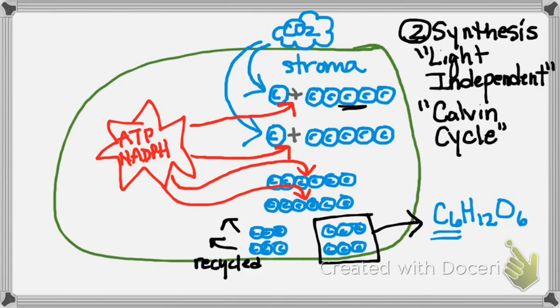Okay? So the first part is photo. It uses light in order to give off oxygen as a waste in order to make ATP so that it can fuel or provide energy for the synthesis part, the Calvin cycle, the light independent reaction, which is going to take in carbon dioxide and is going to create glucose.